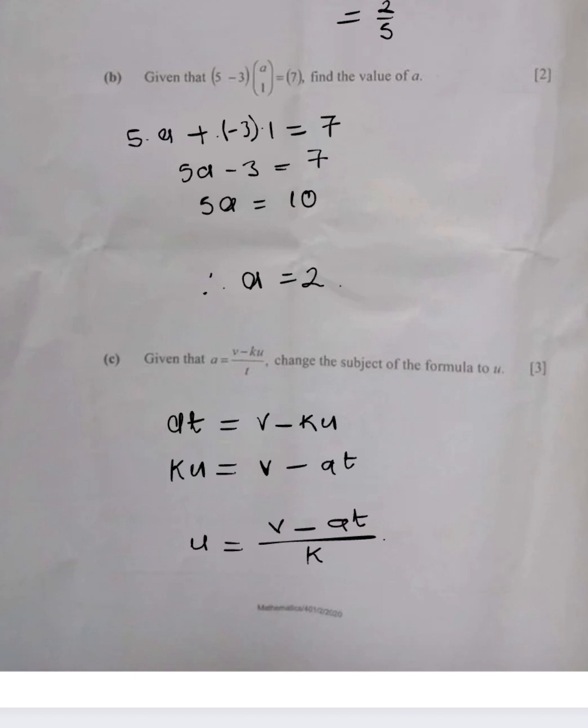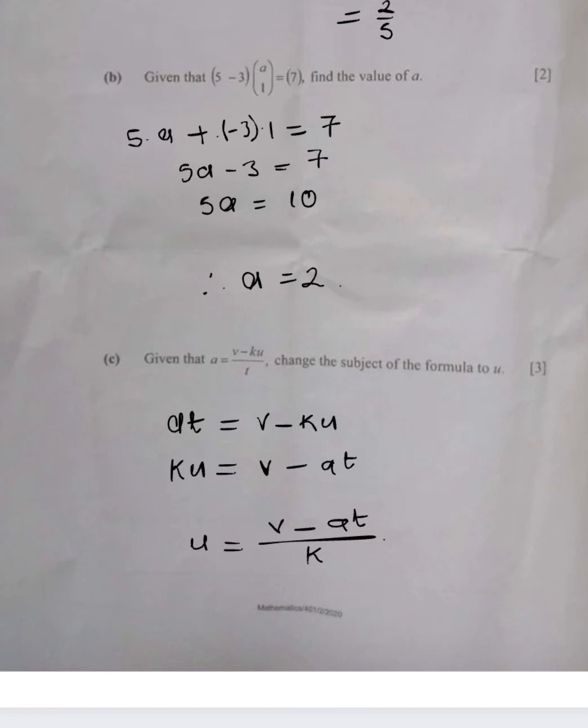So how many prime numbers do we have? 1, 2, 3, 4. So 4 prime numbers divided by the number of digits between 1 and 10, which is 10. So 4 divided by 10, which reduces to 2 over 5. And we are done. Now, given that this product is equal to 7, find the value of A.